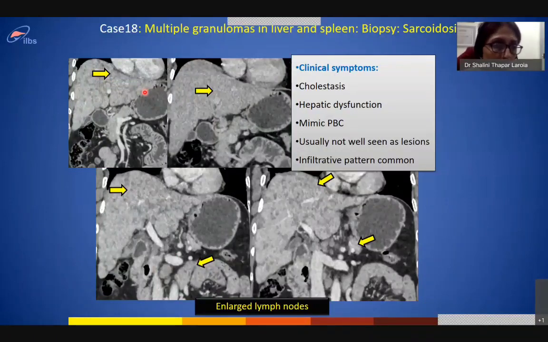Must think of an infective process, usually tuberculosis, whereas this patient had sarcoidosis. Why? We do not see any necrosis in these nodes. This patient had cholestasis, had hepatic abnormality. It can mimic biliary cholangiopathies and usually these are not well seen lesions. They're usually infiltrative or discrete or multiple granulomas or hypodense lesions within the liver.